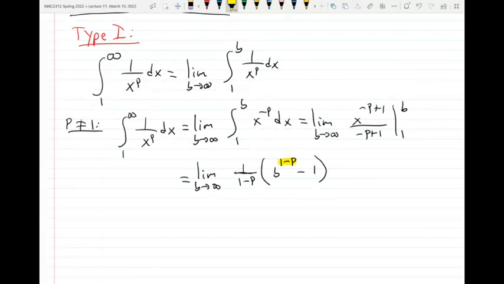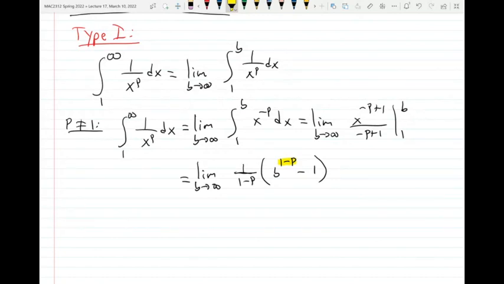But this could be positive. When is this positive? In what case is this guy positive? When p is less than 1. If p is less than 1, this is a positive number, so the infinity will be on top, right? And you're going to have infinity for this limit, so the integral will diverge, right? When will this guy be negative?